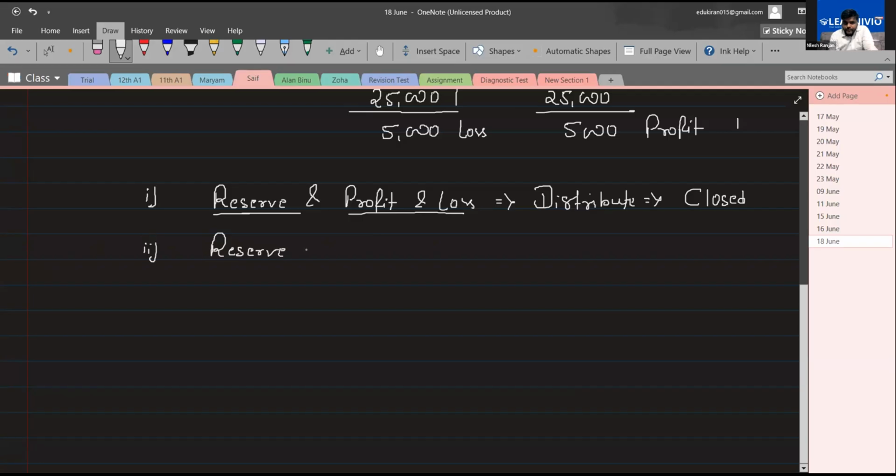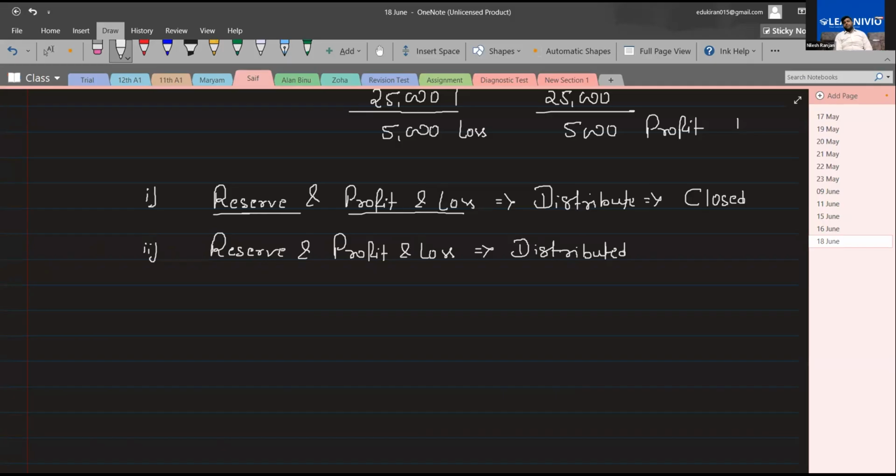the reserve and profit and loss balance is not distributed. Okay. So what we do here, we don't distribute it between partners. We don't adjust the reserve and profit and loss. We don't close the books. What we do, we adjust it through the capital account. This is the second case.